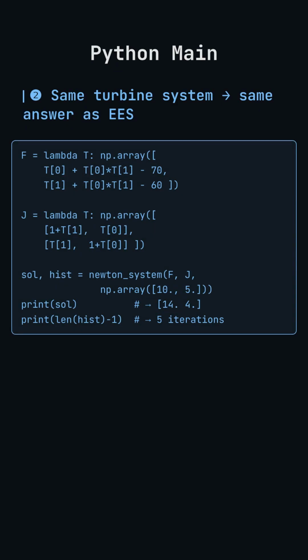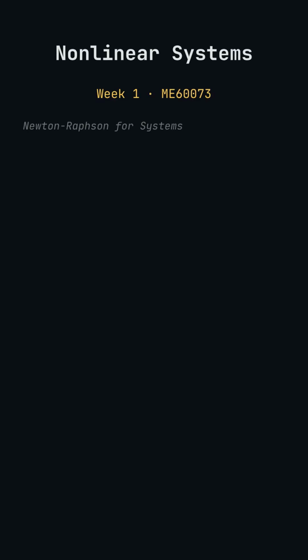Define f and J as lambda functions using numpy arrays, then call newton_system with the initial guess 10, 5. The solver returns T equals 14, 4 and 5 iterations. The same answer EES found by preserving every array element. Nonlinear systems. Week 1.